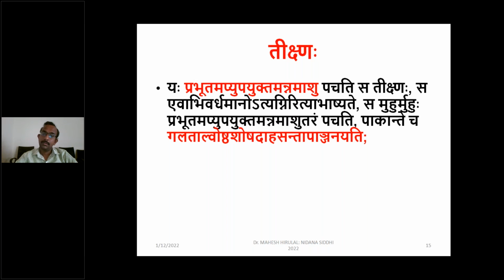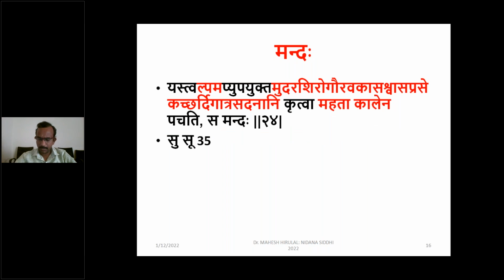See, Agni dushti is there, Annavaha srothas are involved, but the lakshanas are seen in Udakavaha srothas. Gala, talu, oshta shosha will be seen. So for that only, a holistic approach is needed for the Annavaha srothas. So this is about the Tikshnagni and its impact on the Annavaha srothas.